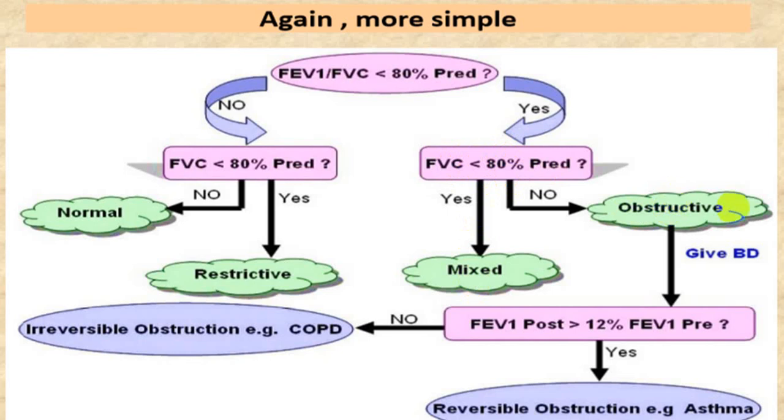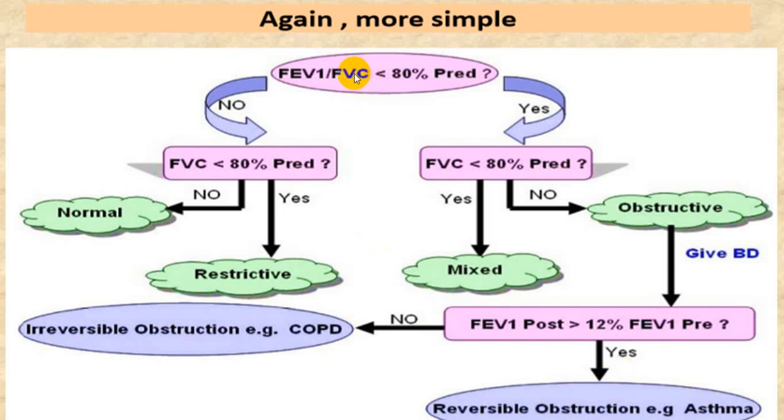Now if it is obstructive, give a bronchodilator. If there is a reversal and FEV1 improves by more than 12% or volume improves by more than 200 mL, it is straightforward reversible obstruction, in favor of bronchial asthma.